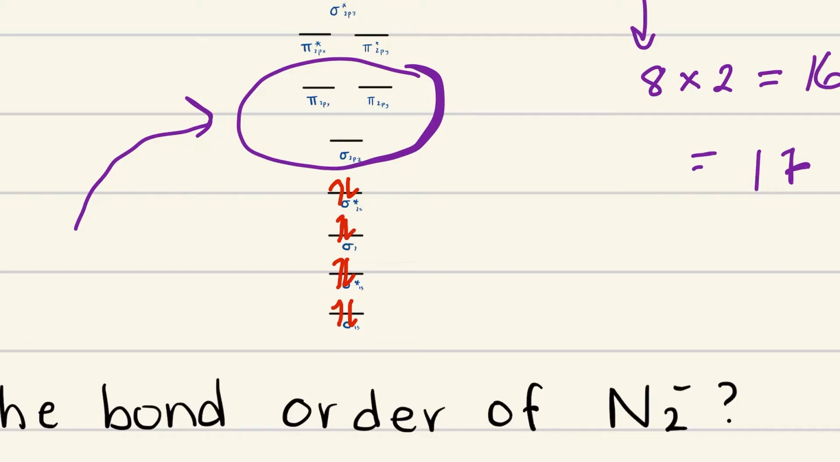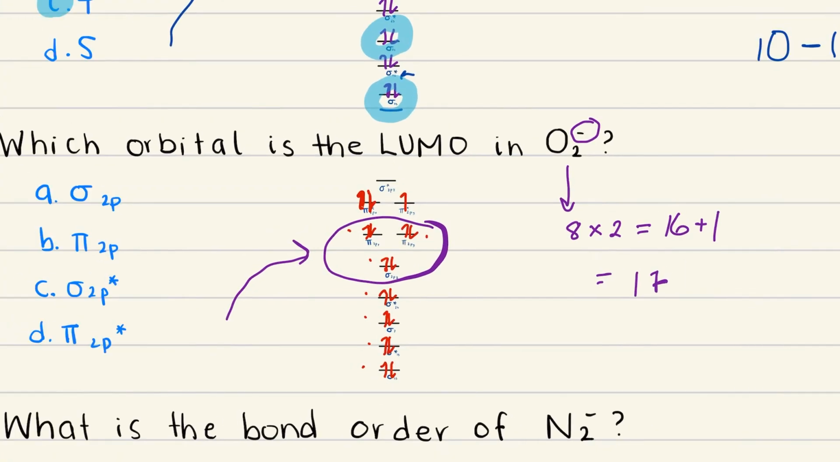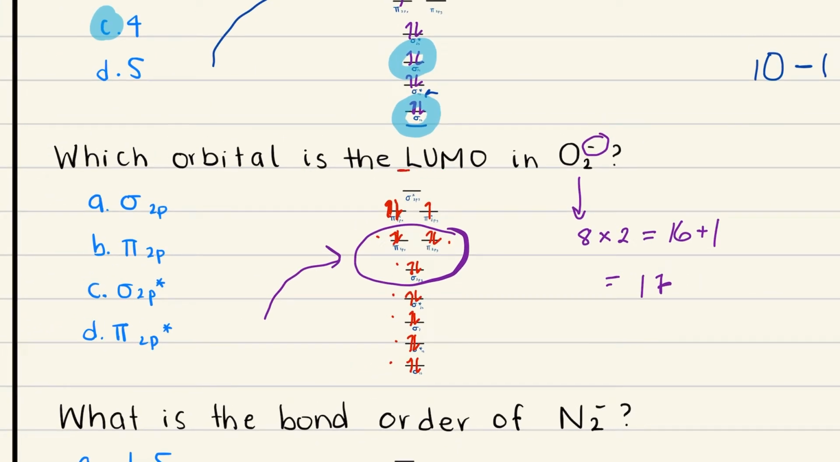Then we move into our 2p molecular orbitals. We can place 2 in the sigma 2p orbitals, and then we can place another 2 in each of these degenerate pi 2p bonding orbitals. So far, we've accounted for 2, 4, 6, 8, 10, 12, 14. We have 3 more electrons to place. We'll place 1 in each of the degenerate pi star 2p anti-bonding orbitals. And then we have one more, so we can pair up one of these pi star 2p anti-bonding orbitals. Now we've accounted for all 17 electrons. This question says, which orbital is the lowest unoccupied molecular orbital.